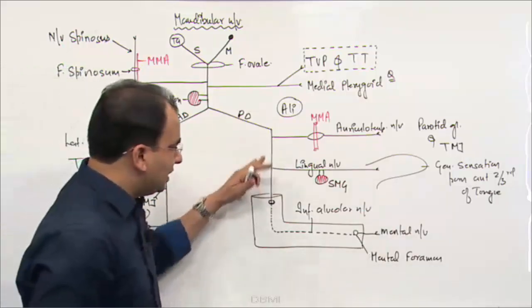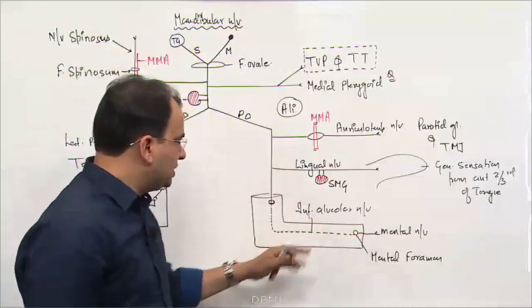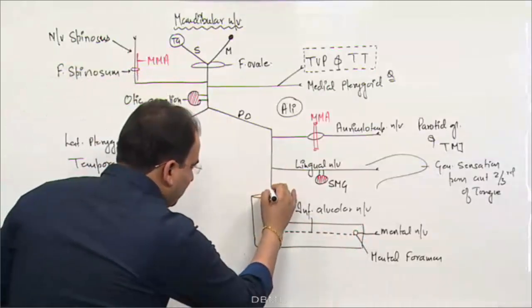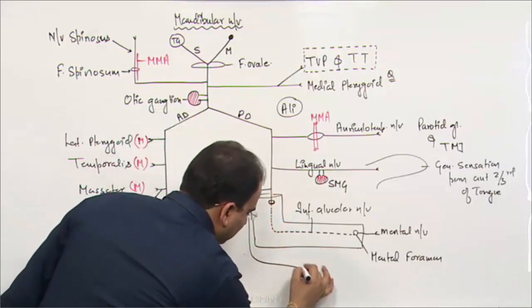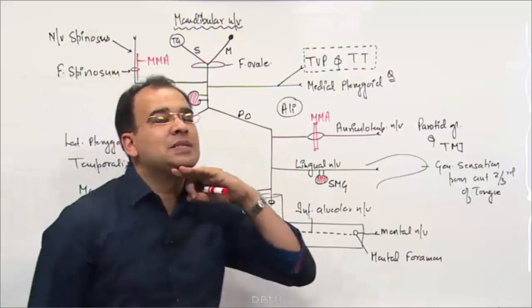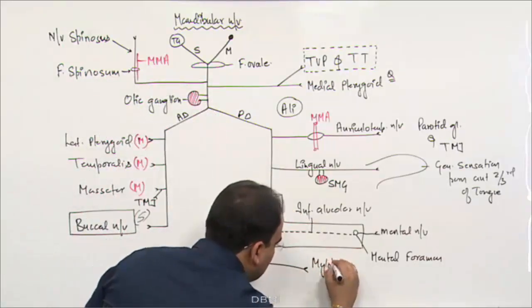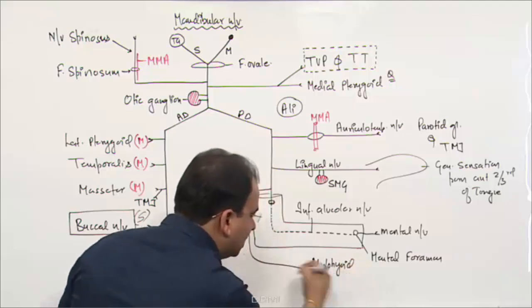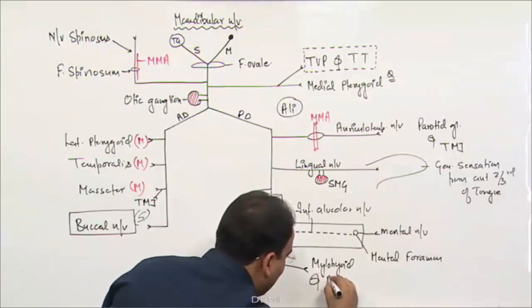The important thing is that the inferior alveolar nerve, before it goes inside the mandible, gives off a branch which supplies the muscles in the floor of the mouth. We have two muscles present here anteriorly in the floor of mouth. One is mylohyoid, that's why the nerve is called nerve to mylohyoid, which is obviously supplying mylohyoid and anterior belly of digastric.